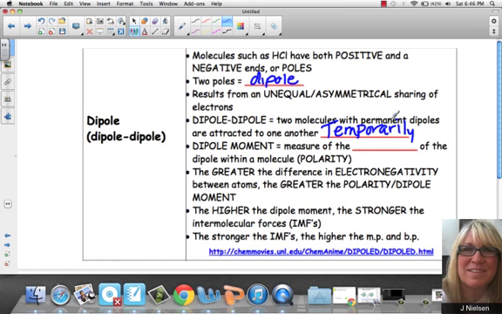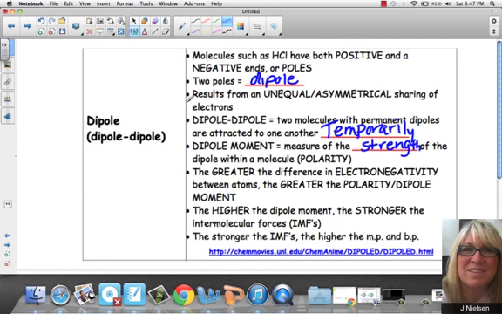A dipole moment is a measure of the strength of the dipole within a molecule, or its polarity. We usually do this by looking at the electronegativity difference. And here we just said it. The greater the difference in electronegativity between atoms, the greater the dipole. The higher the dipole moment, the stronger the intermolecular force.